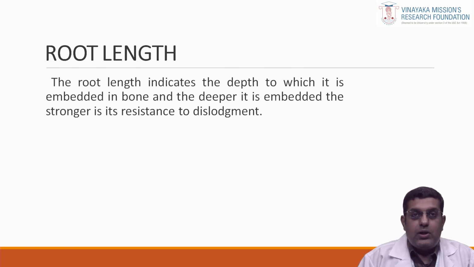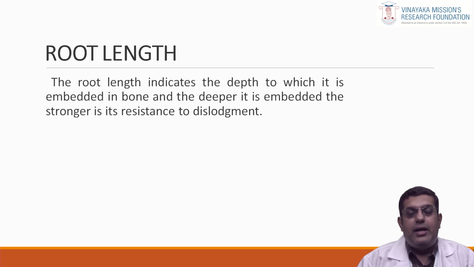Coming to the root length. The root length indicates the depth to which it is embedded in the bone, as I had mentioned before, and the deeper it is embedded, the stronger is the resistance to dislodgement. So the root length is also an important factor and determines effective tooth movement. So basically, when you employ teeth as anchors, you should make sure that they are multi-rooted teeth, they have larger surface area, as well as longer roots. So these are the teeth which are used as anchor sources for effective tooth movement.